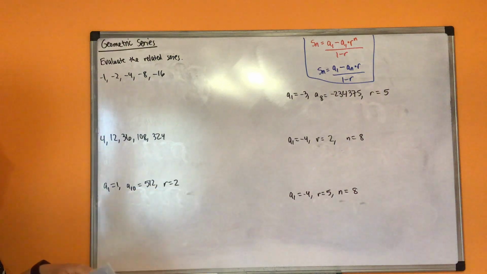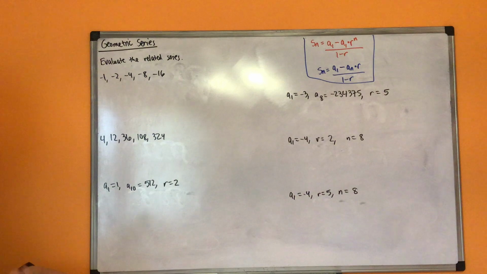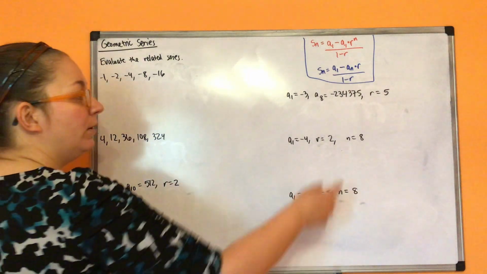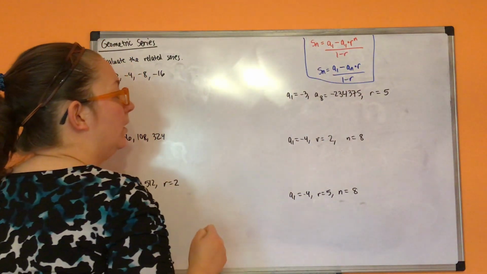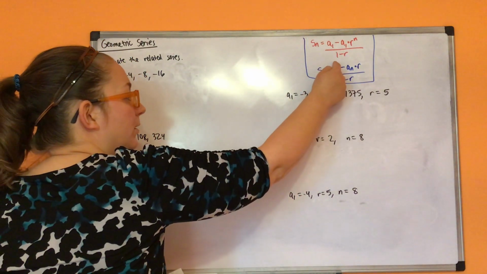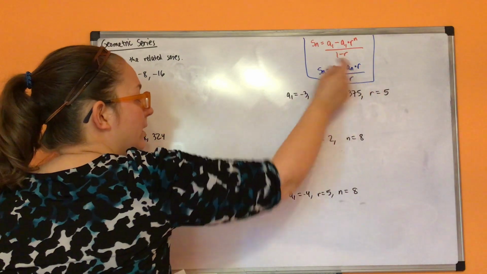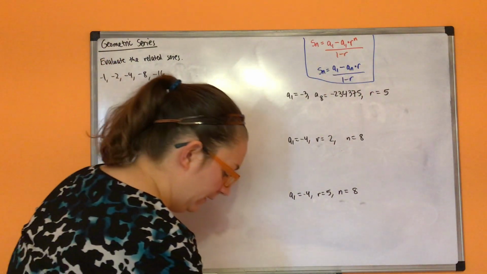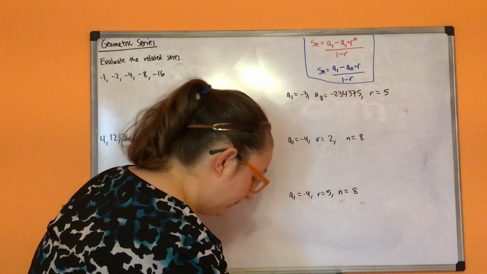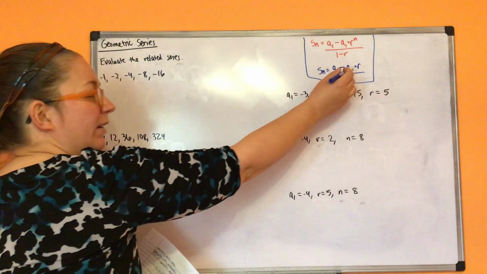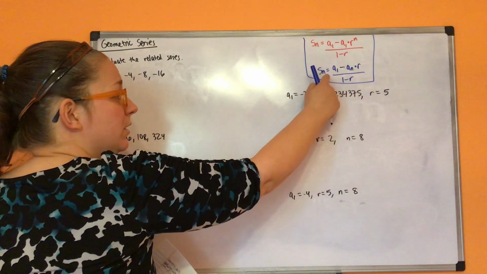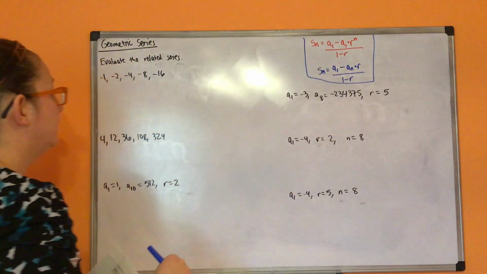So, main thing is, can you figure out which formula you need to use, and can you put things into the formula correctly? In order to use the red one, we have to have first term, number of terms, and the ratio. To use the blue one, we need first term, last term, and a ratio. Notice the blue one's a little friendlier because we don't have an exponent involved. So we're going to try to use the blue one when we can.